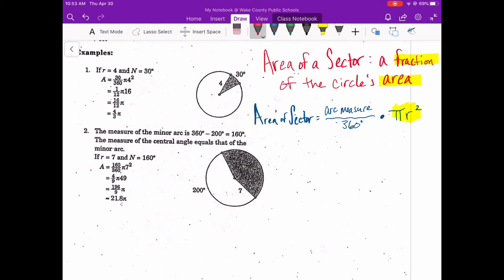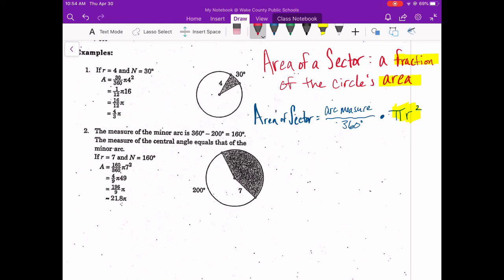So a sector is like a section of the interior area of that circle. I like to think about it like a pizza slice, and I like to think about area of a sector as a fraction of the circle's area. So the fraction is the same as arc length. It's arc measure over 360. So that's where you're going to get the fraction from. So part out of total, and then we multiply it by the area. Now, area of a circle is different than circumference. It's pi times the radius squared.